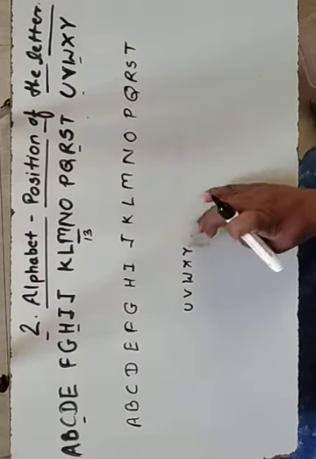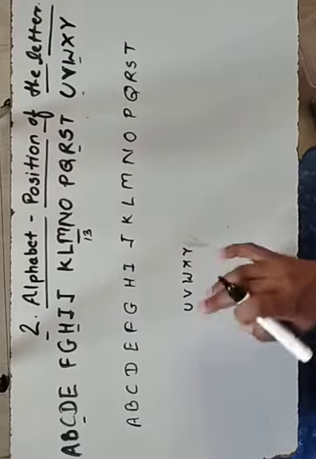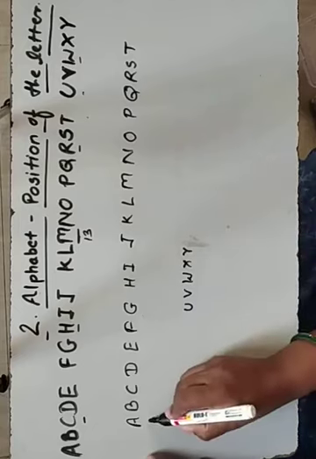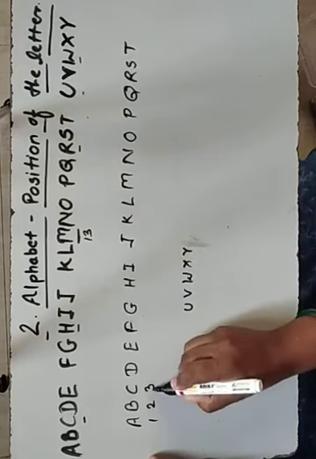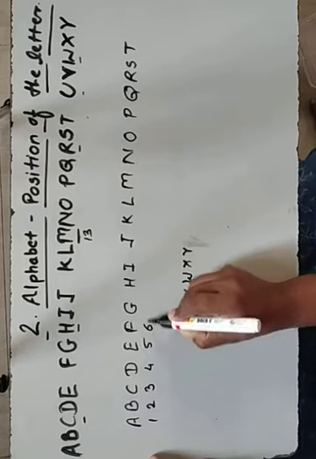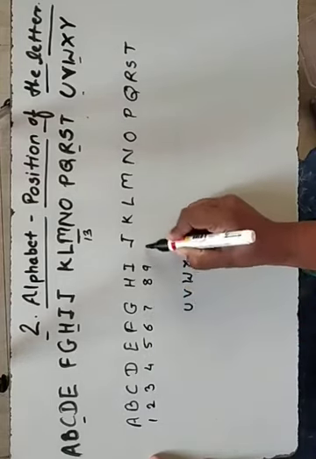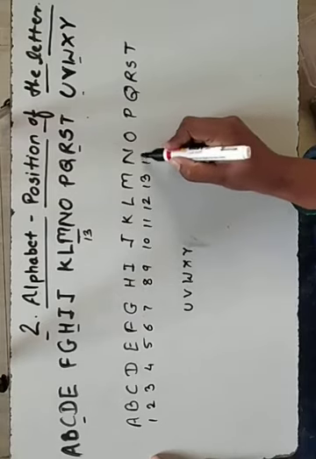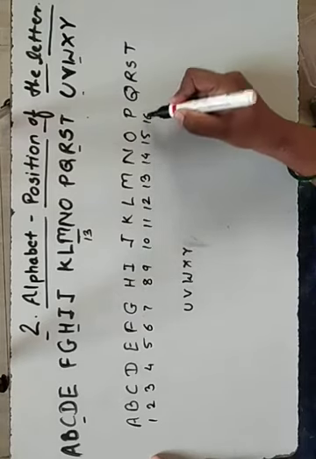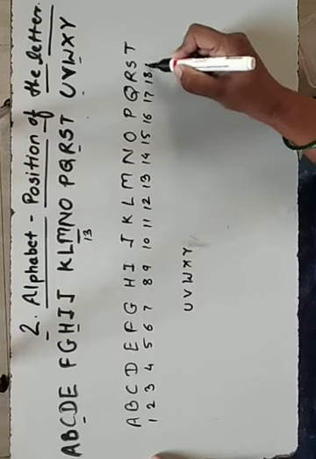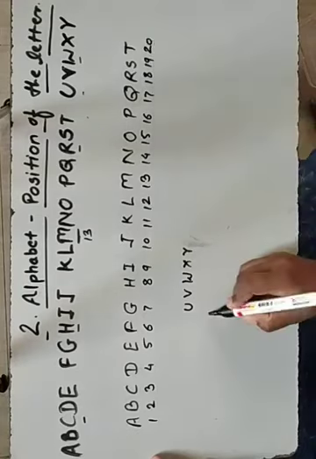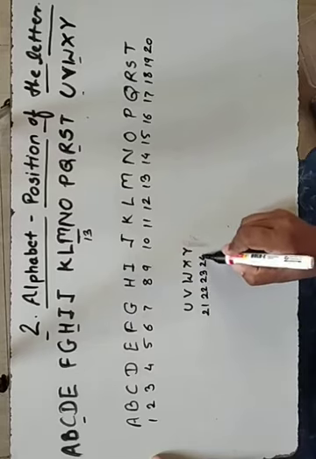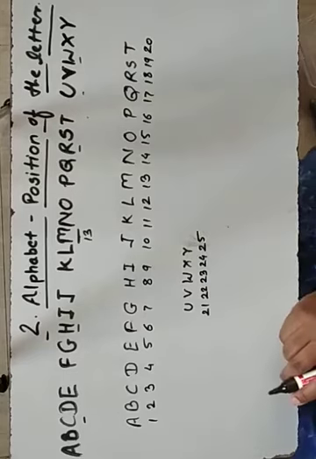So first of all, whenever you are learning this ABCD series, you must know the positions of the letters. So A's position is 1, B 2, 3, 4, 5, 6, 7, 8, 9, 10, 11, 12, 13, 14, 15, 16, 17, 18, 19, 20. This is 21, 22, 23, 24, and this is 25. Okay.